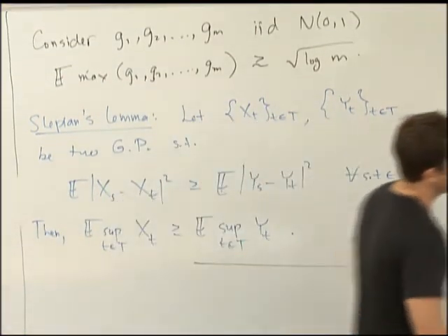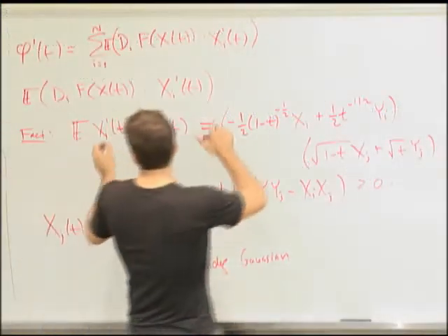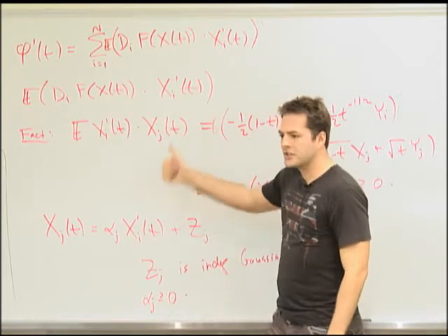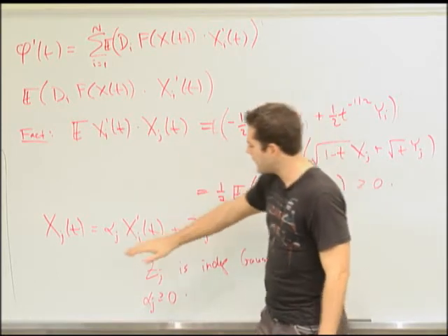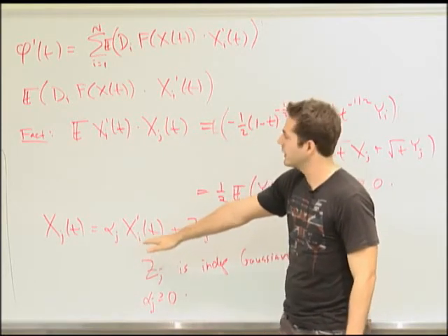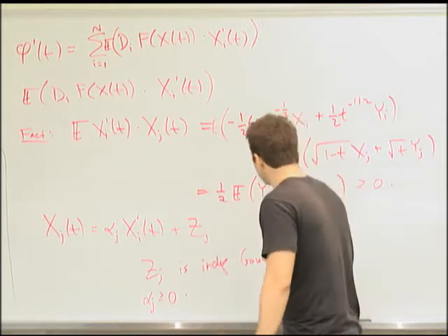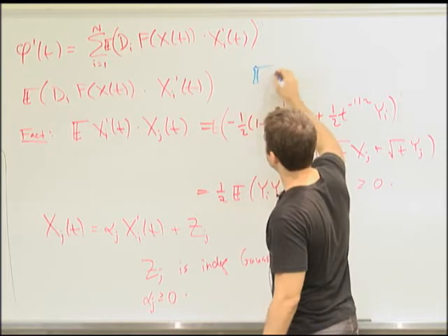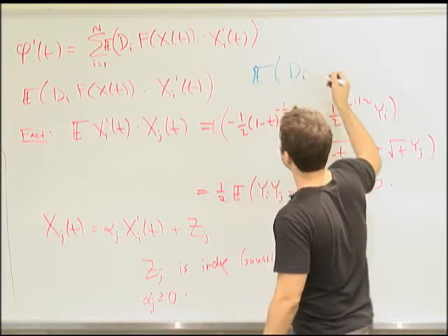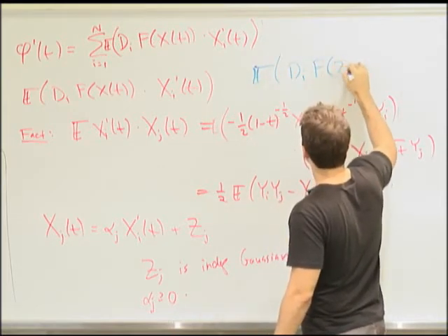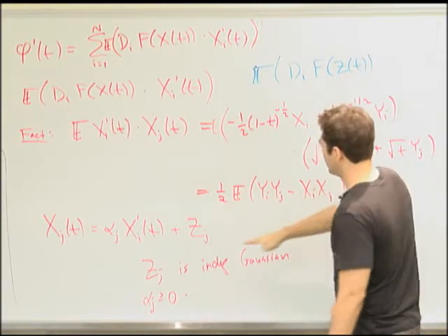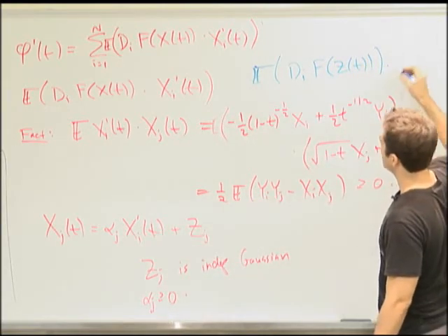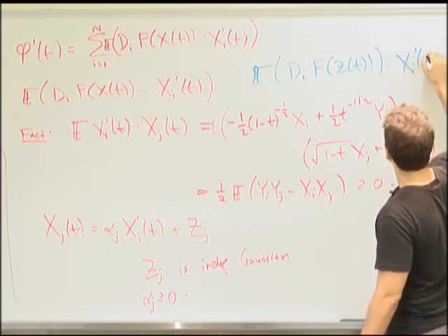Let's see what happens. Basically, I want to think about this quantity as the alpha_j's increase. So when the alpha_j's are all equal to 0, maybe we'll just do the 0 case right here beside it. Then what we get is the expected value of d_i f of z(t) times x_i'(t), where z(t) is just the vector of these z_j's when all the alpha_j's are 0.